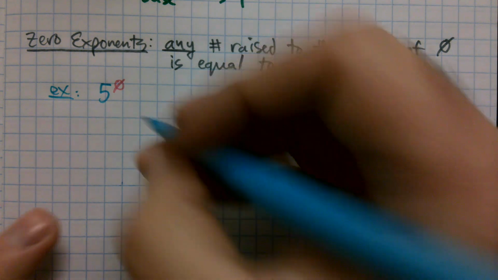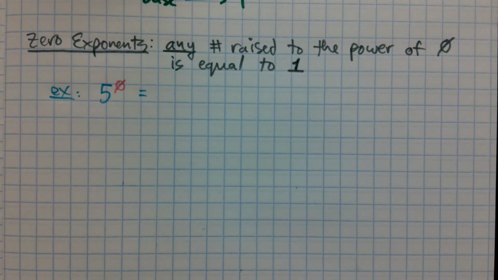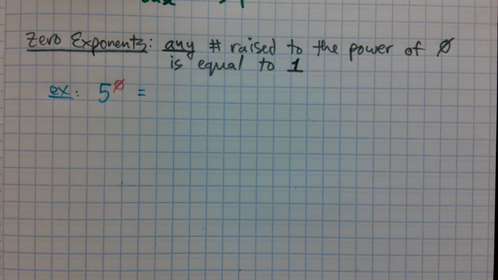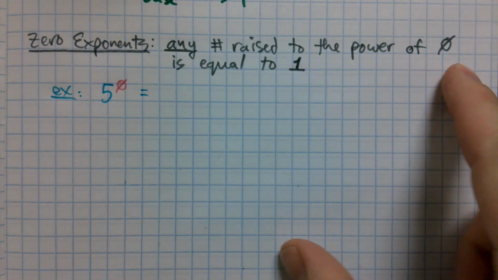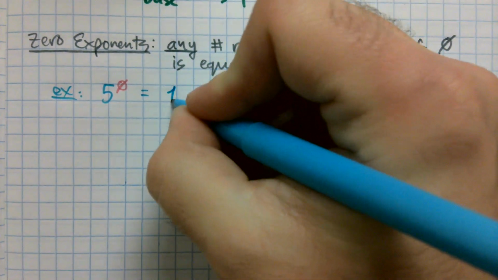Five to the power of 0 is going to be equal to, anyone want to take a guess? 0. Devin? 5. 5? Let's read the definition again. Any number raised to the power of 0 is equal to? 1. That's all right. Any number raised to the power of 0 is equal to 1. 5 to the power of 0 is equal to? 1.